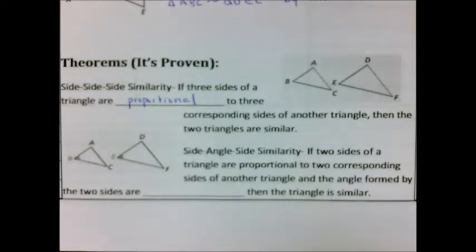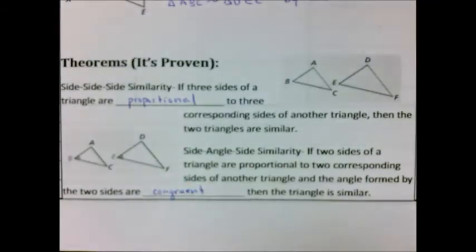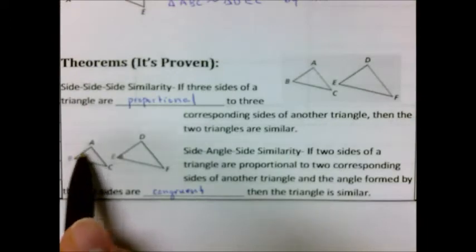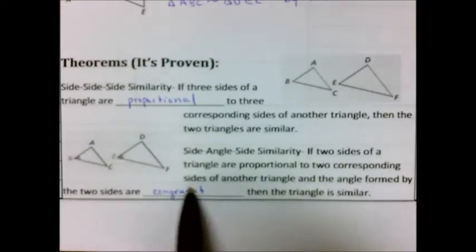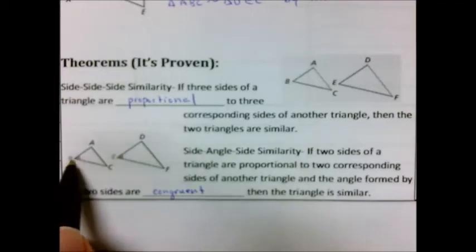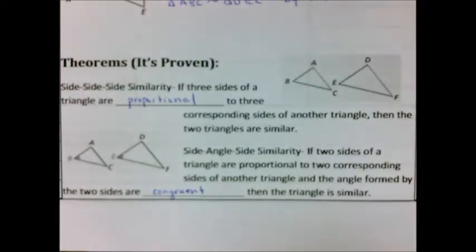Okay, and then there's another one, the side-angle-side similarity. That says that if two sides of a triangle are proportional to two corresponding sides of another triangle, and the angle formed by those two sides is congruent, then the triangles are similar. So what that means, for this example here, is that AB and DE are proportional to BC and EF, and the angle formed by those two lines, at angle B and angle E here, if those are congruent and those sides are proportional, then the triangles are similar.